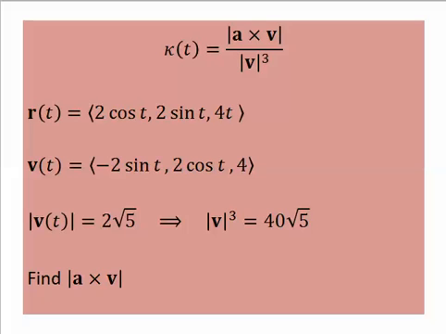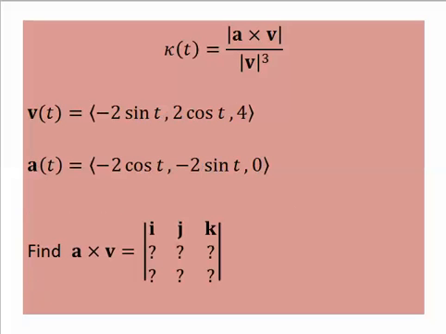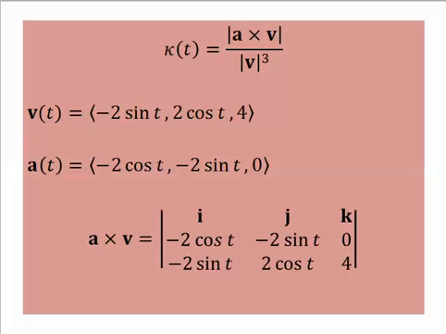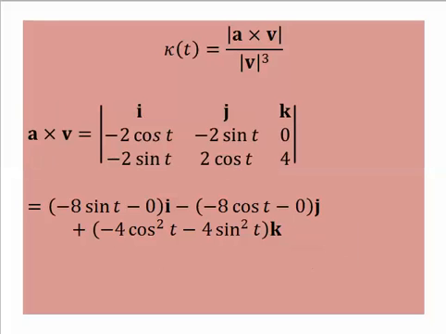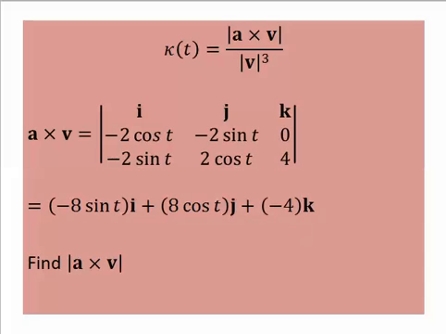We already know velocity and we already know speed. Let's find the cross product. This is what I get for my setup. And this is what I get for the cross product. And when I clean it up, it's even prettier. Find the magnitude of the cross product.